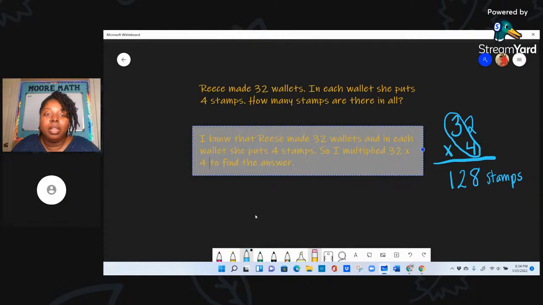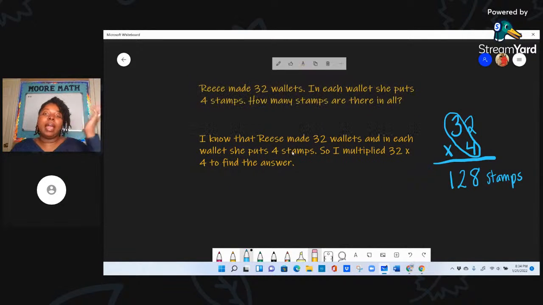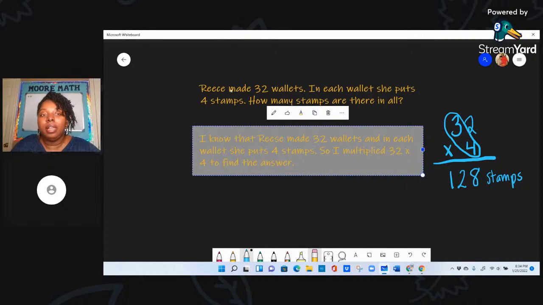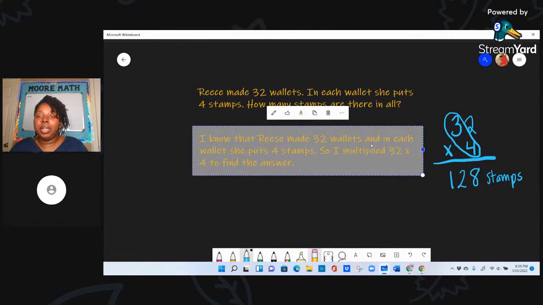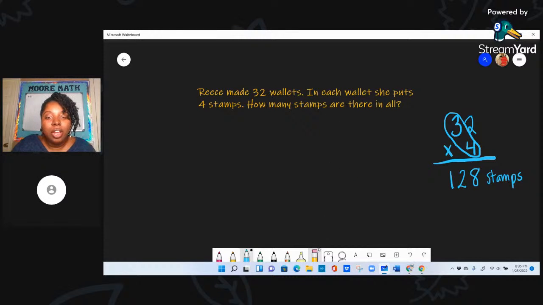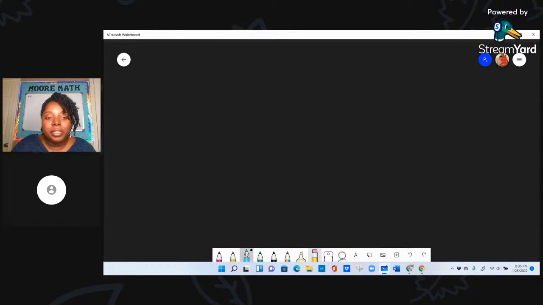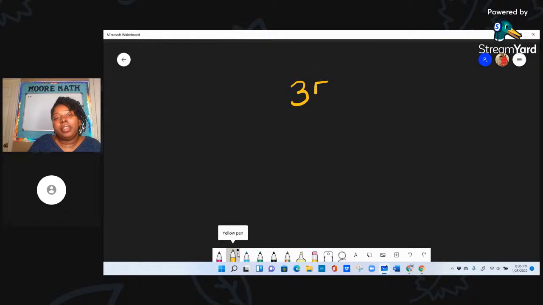You see it? So you don't have to mention the question. Just say the important information before the question, and then say what you did, if you added, subtracted, multiplied, or divided, and that helped you to find how many stamps there were. Okay? All right. So we've been working for over an hour. So I'm just going to give you one multiplication problem, and then I'm going to let you go. So do this for me.